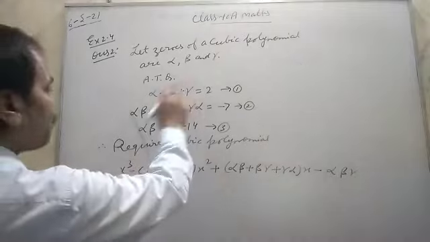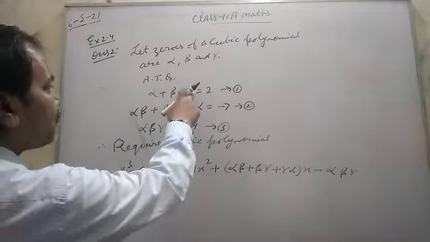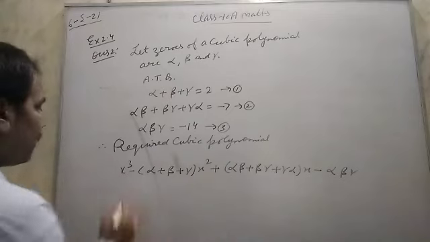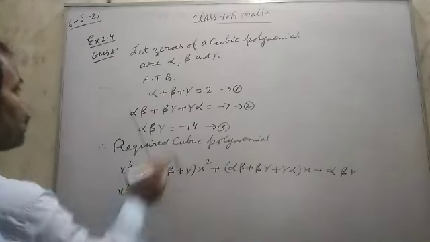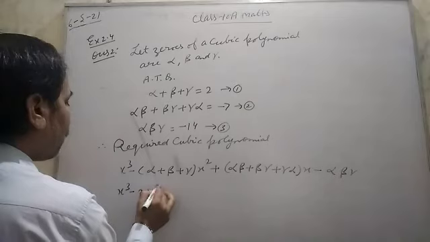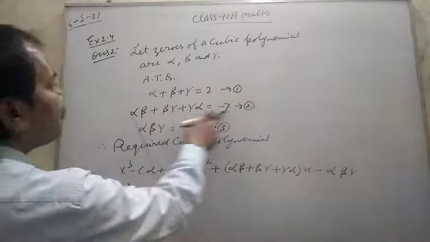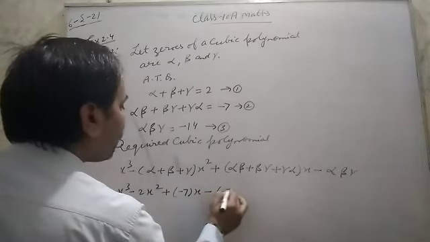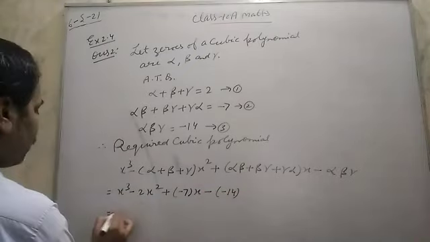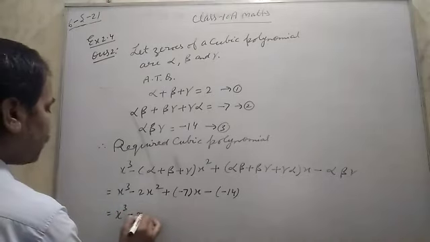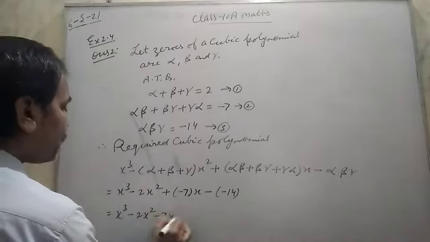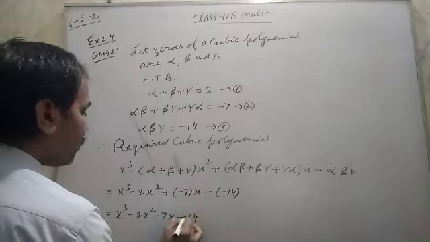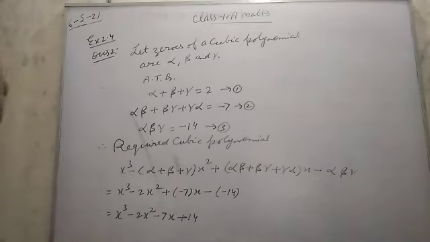So putting the values of alpha plus beta plus gamma, equations 1, 2 and 3, here. So x cube minus (alpha plus beta plus gamma, which is 2) so minus 2x square, plus this is -7, so -7 into x, minus alpha beta gamma, which is -14. So simplify it: x cube minus 2x square minus 7x plus 14. Okay, this is the answer. So this is question number 2 of exercise 2.4.